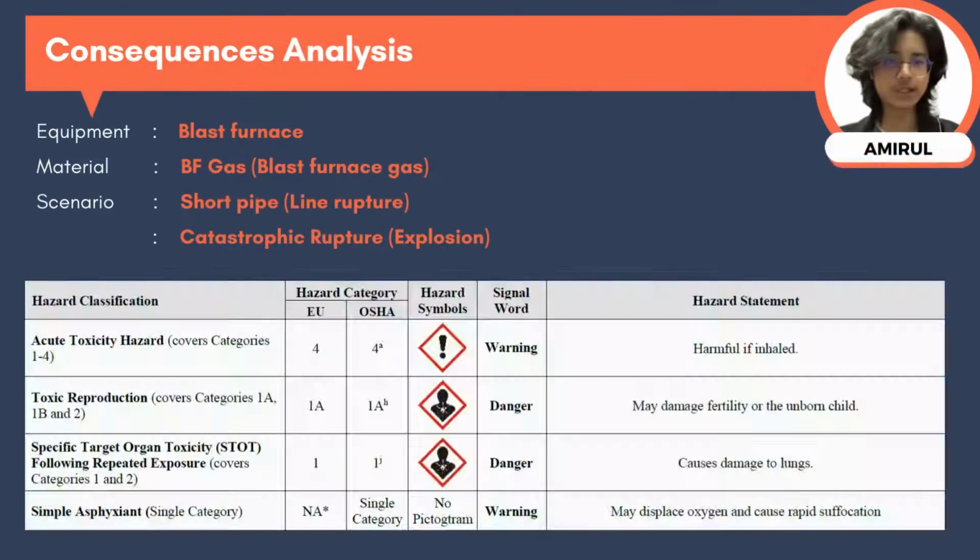The scenarios that will be studied are line rupture and catastrophic rupture of the blast furnace. The hazard classification of BF gas was divided into 4: hazard if inhaled, may damage fertility of the unborn child, causes damage to lungs, and may displace oxygen and cause rapid suffocation.